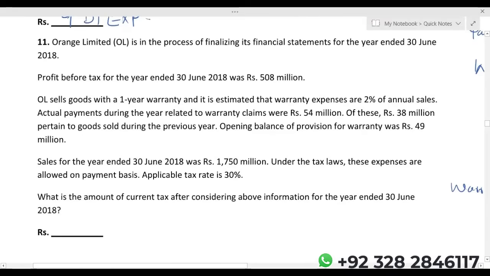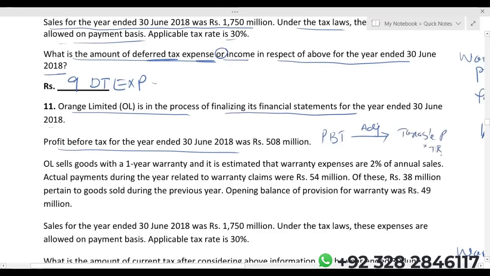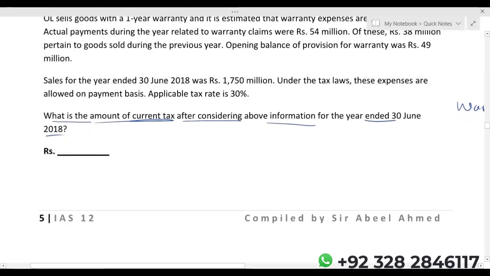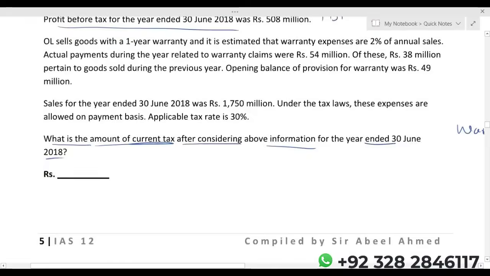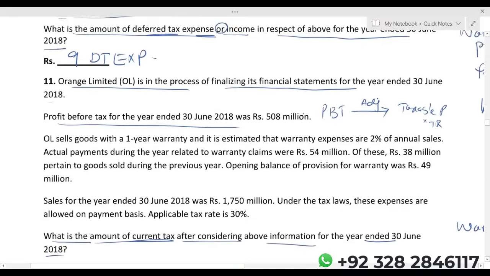Okay, what are they asking? What is the amount of current tax after considering the above information for the year ended 30th June 18? Amount of current tax. Let's see. Orange Limited is in the process of finalizing its financial statements for the year ended 30th June 18. Profit before tax is 508. Actually, this profit before tax, through adjustments, we need to convert into taxable profit. Taxable profit times the tax rate will give you current tax. So we need to convert this profit before tax into taxable profit.